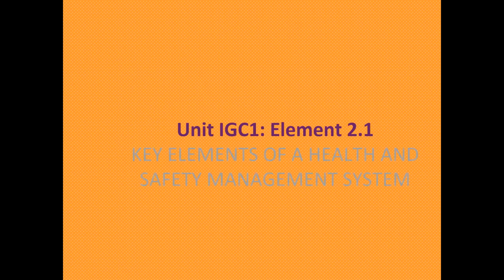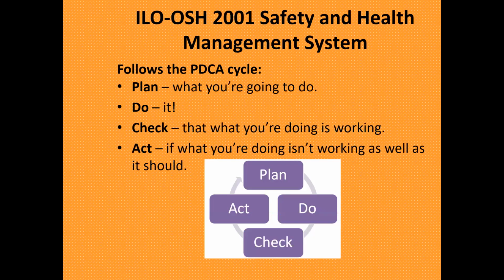So first we will discuss about key elements of health and safety management system. Key elements here. ILO, International Labour Organization, OSH 2001 Safety and Health Management System describes a PDCA cycle. P for plan, D for do, C for check, A for act. Plan, do, check, act.